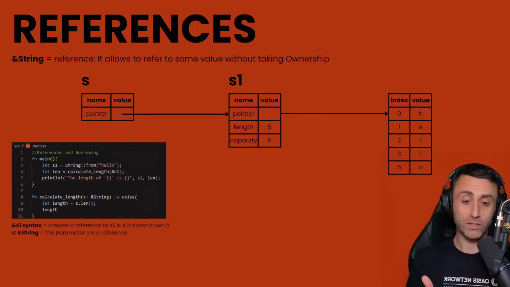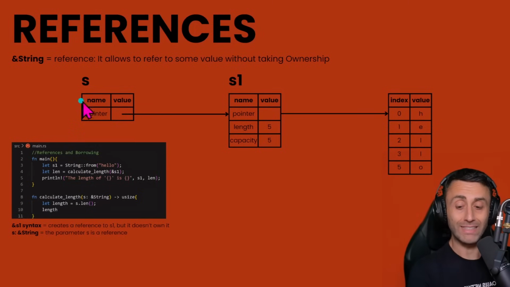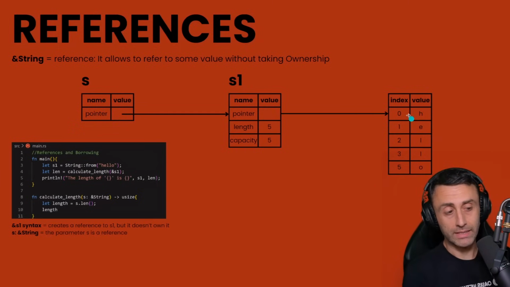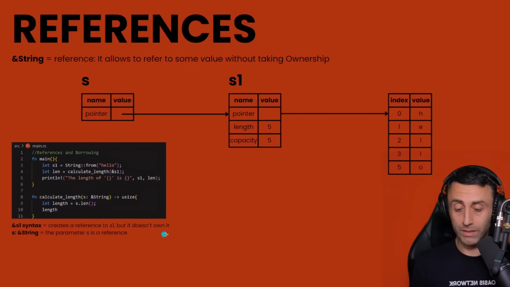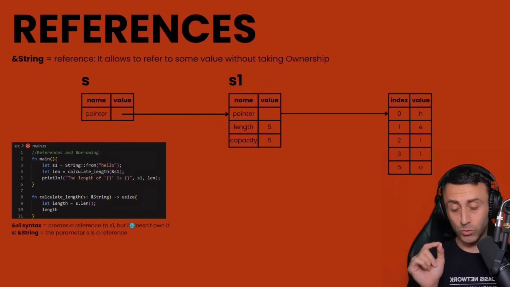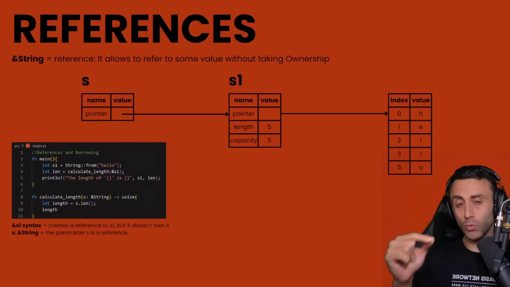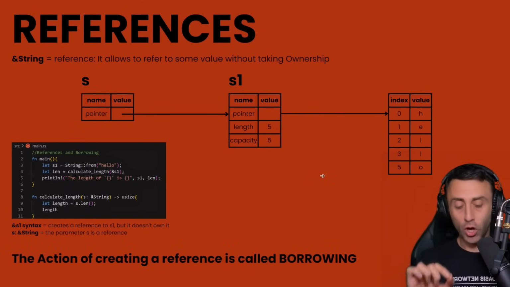We just want to use a reference to use this, for example, inside a function. This is a classical example. And this is what we have. We have this s, which has a pointer to this s1 pointer that has this reference to the hello. &s1, line 4, very important, creates a reference to the s1 value, but it doesn't own it. We don't want ownership in this case. We just want to pass the reference to the value. In this function, we have this &String as a type of the parameter. The action of creating a reference is called borrowing.